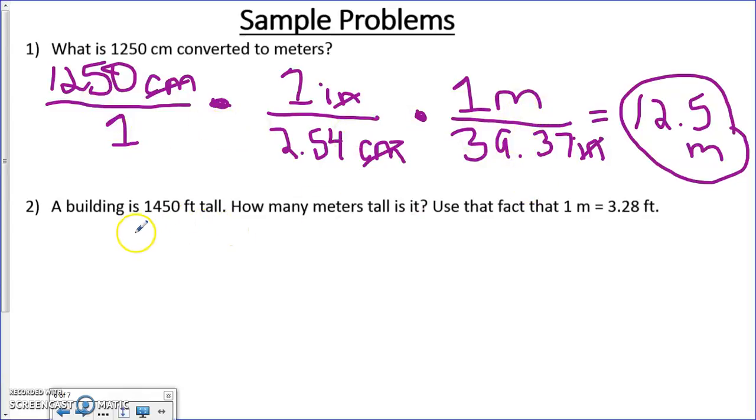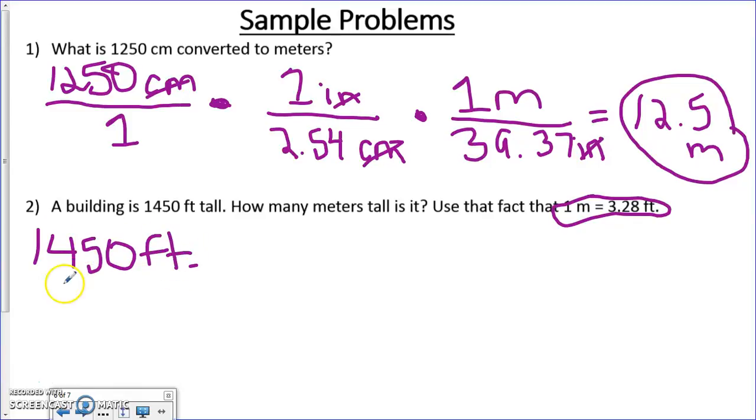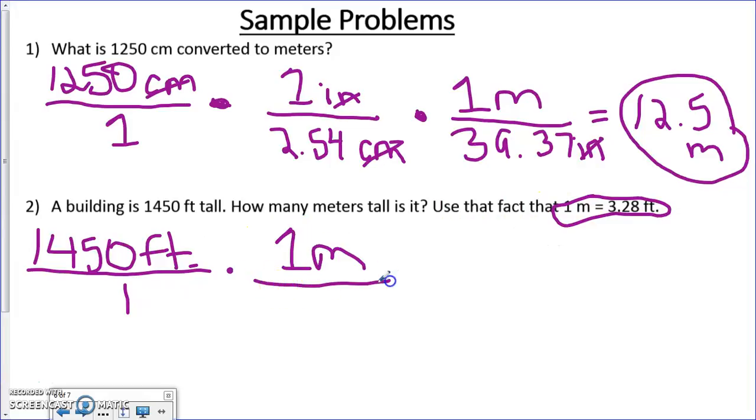Number 2, a building is 1,450 feet tall. How many meters tall is it? Use the fact that 1 meter is 3.28 feet. So here they give you the conversion factor, and we only have to use 1. So 1,450 feet over 1 times 1 meter. So we want meter in the numerator over 3.28 feet.